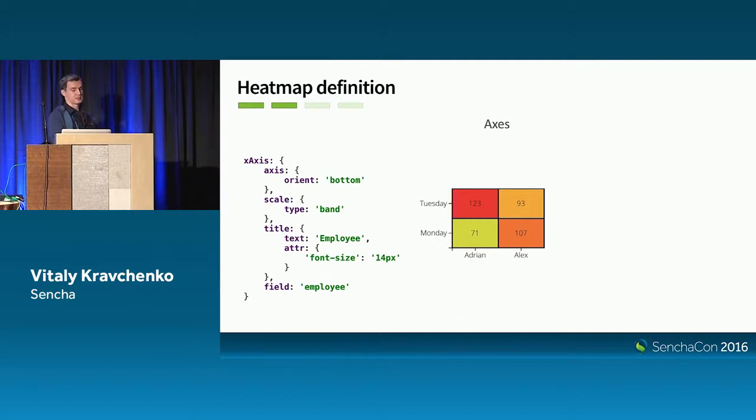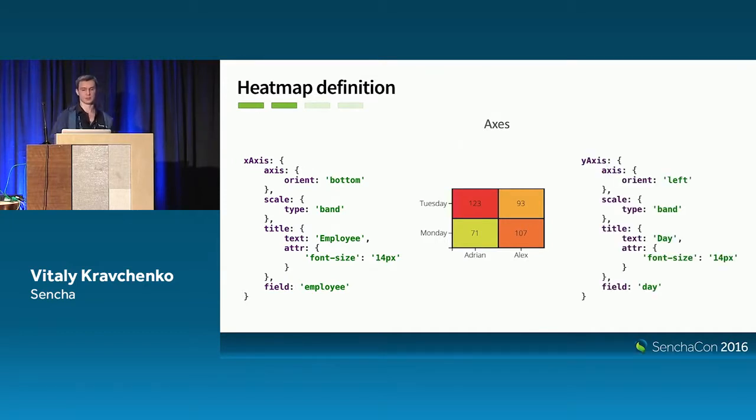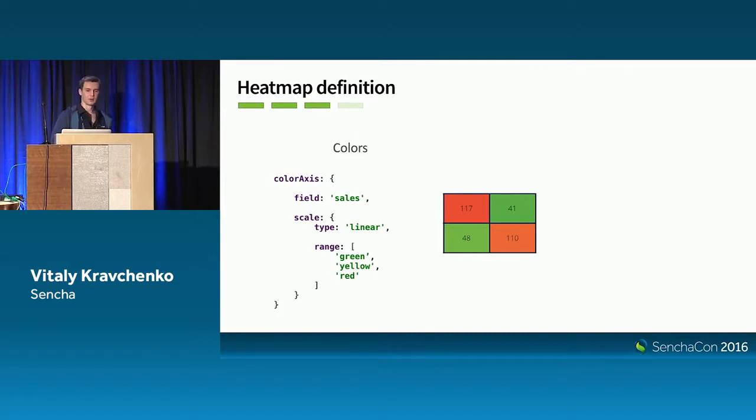And then we tell the axis to fetch its values from the employee field of each of the store records. And then we do the same for the y-axis. We just position it to the left, tell it to use a different title and field name to fetch its data. And the color axis is configured in pretty much the same manner as in the hierarchy components. You tell it to use the sales field to fetch the values from. And again, we're using a polylinear scale, although in this case, we're not supplying the domain manually. So the domain will be figured out from the data.